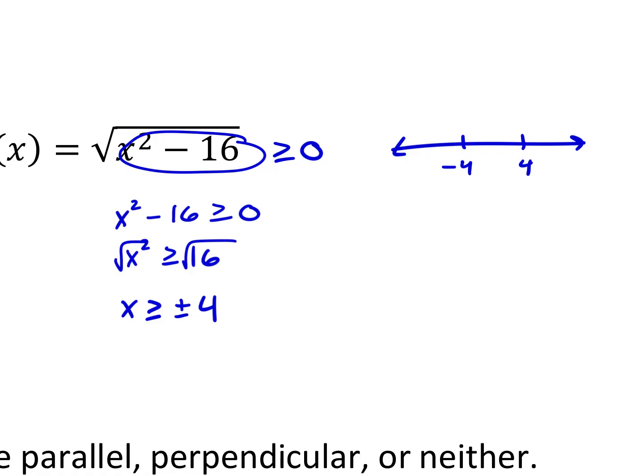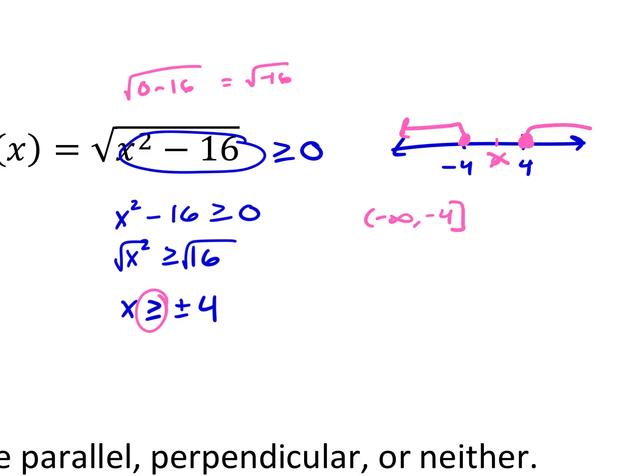We can plug in a number to test. So 0 is a nice number in between. If I plugged in 0 here, the square root of 0 minus 16. Can I take the square root of negative 16? No, because it would be imaginary. So 0 does not work. So we're talking about the numbers outside. So when we write our interval, it would be negative infinity to negative 4 with a bracket because it's greater than or equal to. And then 4 to infinity.